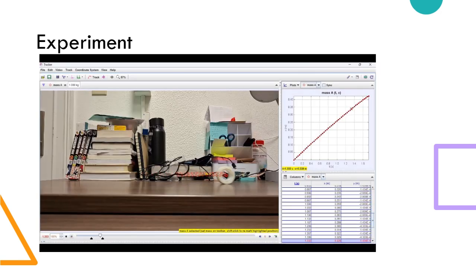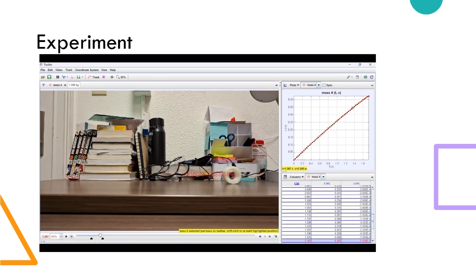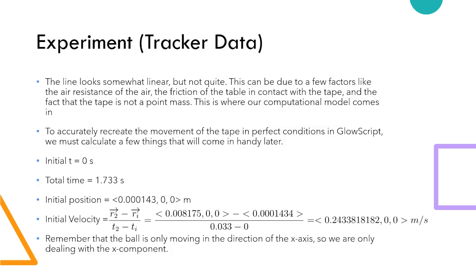Here you can see the experiment taking place and the data being recorded in the table and the graph being drawn of the movement of the tape. The line looks somewhat linear, but not quite. This can be due to a few factors like air resistance or friction. To recreate this experiment in GlowScript, we will be using some data collected.